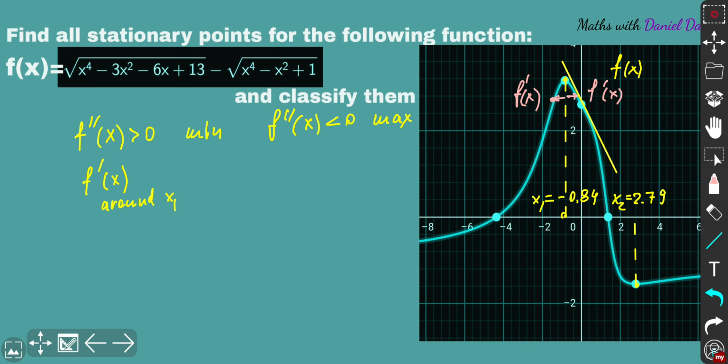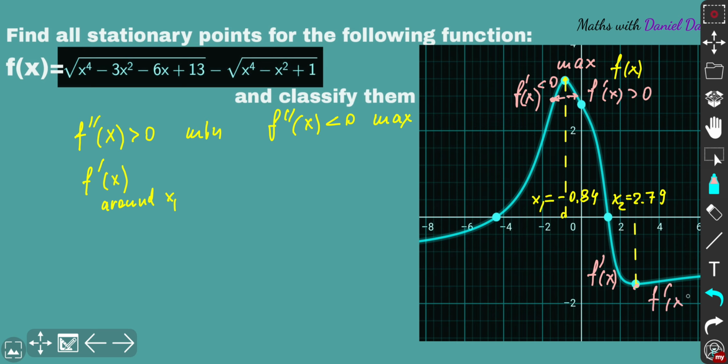So if you calculate values for f prime x around the stationary points, and you establish that f prime on the left part is positive and f prime a little on the right of your stationary point is negative, you'll have the maximum, okay? That's the strategy. The same way you can calculate f prime here, a bit away from 2.79, a bit smaller and a bit bigger.